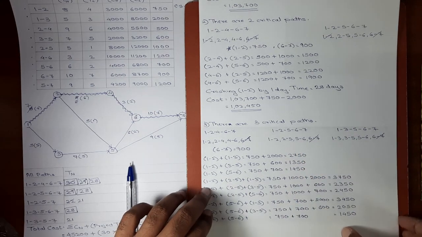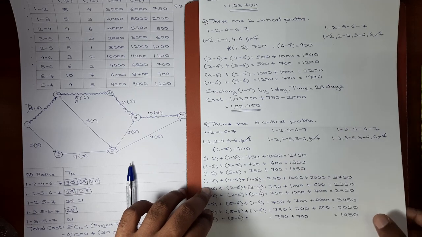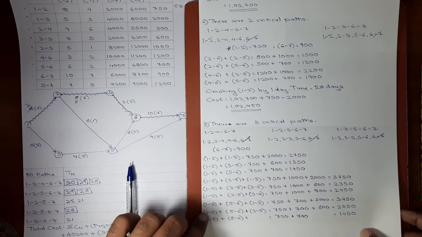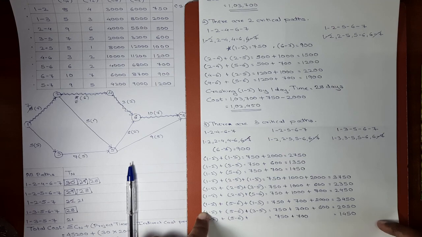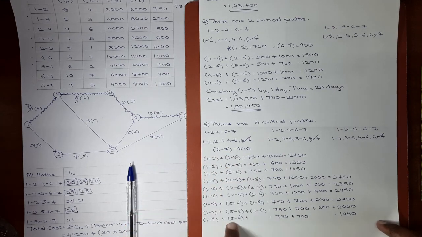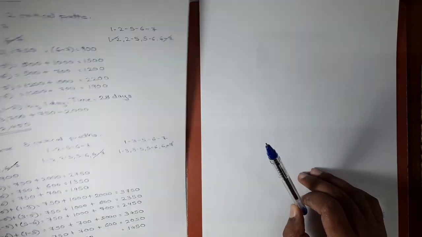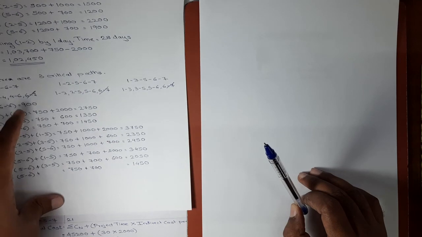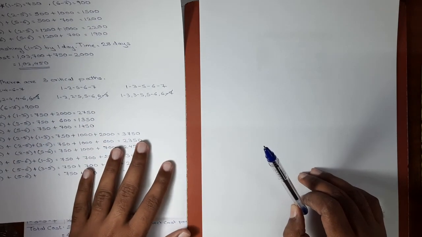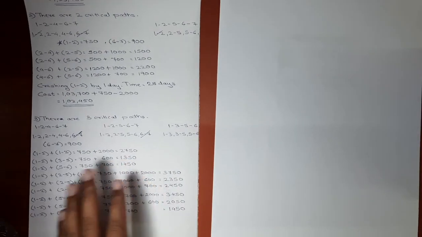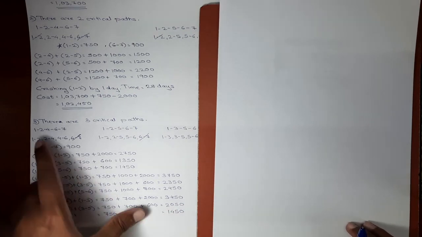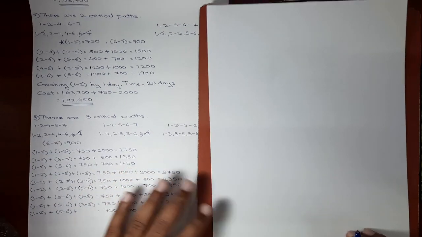Now we'll move on to the next set of combinations. In this set we'll make the combinations in this way: we'll be repeating the activities and just adding them. In the first set of combinations we took the first activity from the first path. Now we'll take the first activity from the second path, which is 2 4.